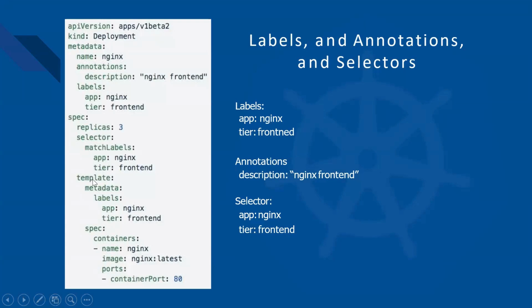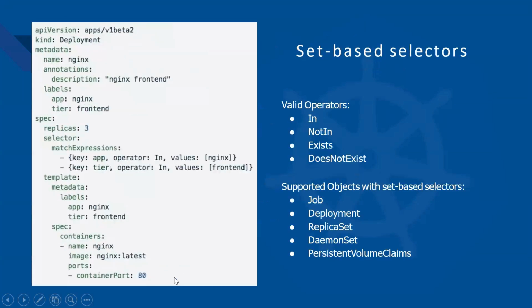And then there are replicas. The spec has replicas and selector: app, tier. The container name, the image is Nginx, and the container port is exposing port 80. Another one, valid operators: In, NotIn, Exists.